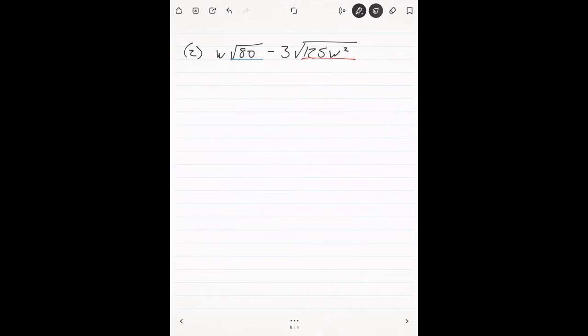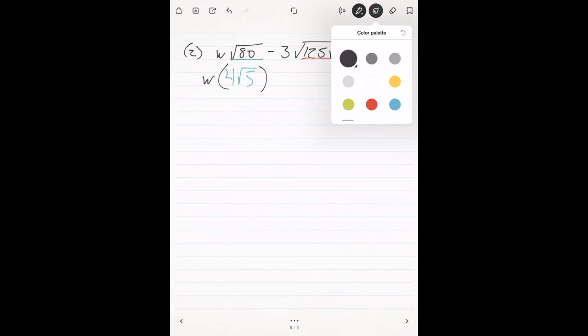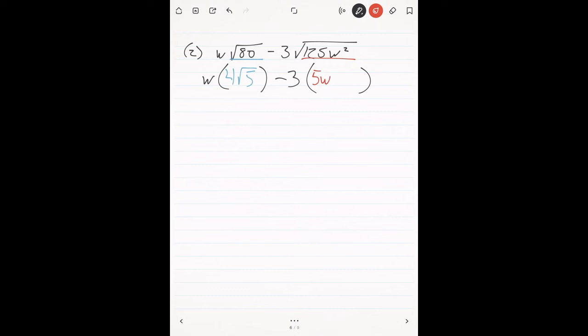Okay, we had w times the square root of 80. Well, instead of the square root of 80, I'm going to write what it simplified to, 4 times root 5. And then we were subtracting 3 times, and instead of the square root of 125w squared, we're going to write what it simplified to, 5w times root 5. Okay, let's keep simplifying this down. w times 4 root 5, we could just say 4w root 5, right? Again, the w doesn't go inside the radical, it still stays on the outside. Minus, let's see, 3 times 5 is 15w root 5.